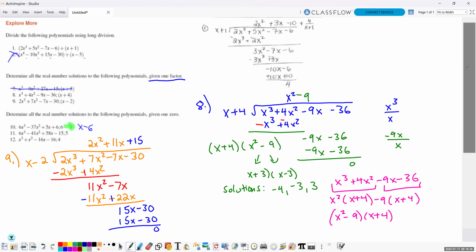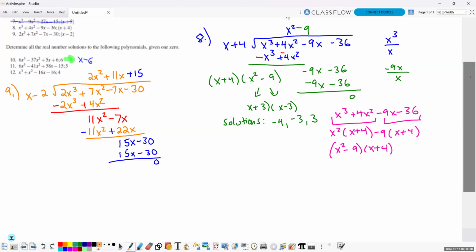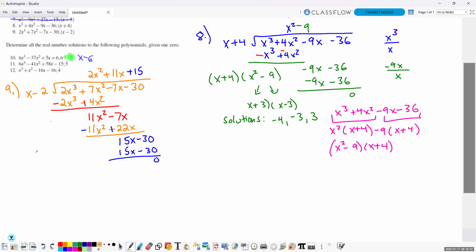Okay, so that tells me that number 9 factors to x minus 2 times 2x squared plus 11x plus 15. So I need to factor that. Let me think for a second. 2 times 15 is 30. What adds? Oh, 5 and 6.